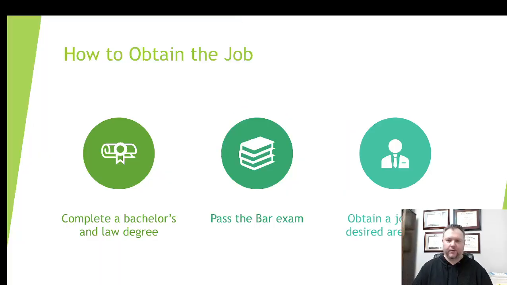And then finally, how to obtain the job. So again, these are the two or three things they're going to talk about. I think they didn't really talk about obtaining a job because it's pretty self-explanatory. You would get a job if you want this job, but they focus mostly on completing a bachelor's or law degree and passing the bar exam, right? So this is explanatory or supplemental. The images are kind of filler-ish, but that's fine.